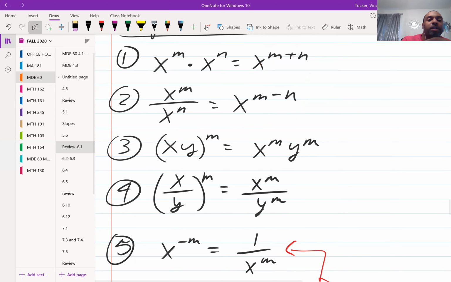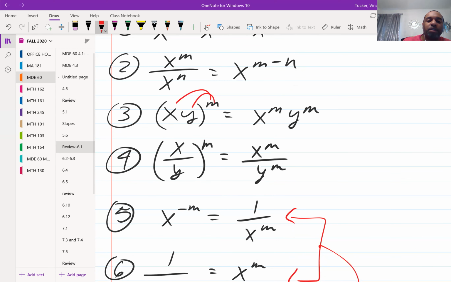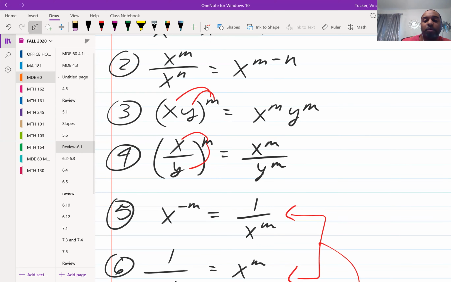Now, if you have two values raised to the same power, then you can apply that exponent to each one of them individually. Same thing with division. You can apply the exponent to each one of them individually. So that's why we had x to the m times y to the m, and then down here, x to the m over y to the m. Like I said, we're going to put numbers on this thing.